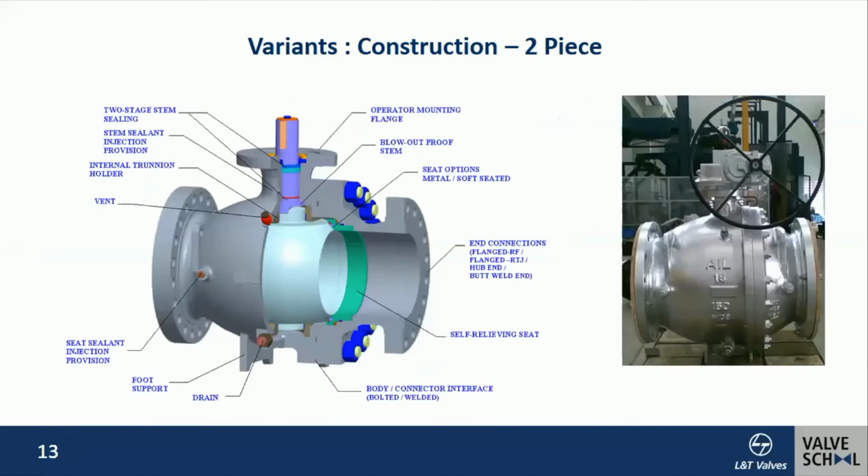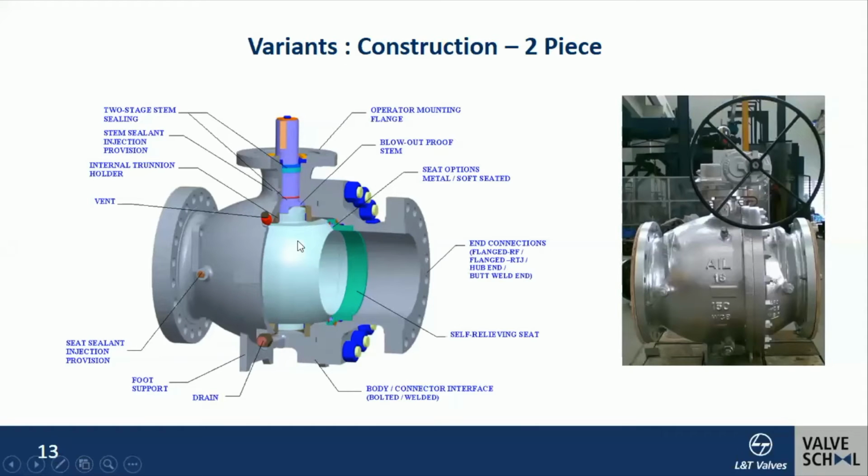If I look at the construction of a two-piece body design and the trunnion-mounted concept, the ball has two cylindrical protrusions at the top and the bottom, which are called the trunnions, and those are housed in components called the bearing holder or the bearing blocks.